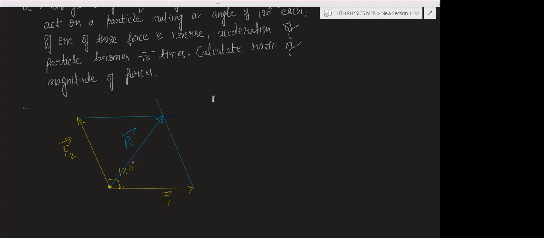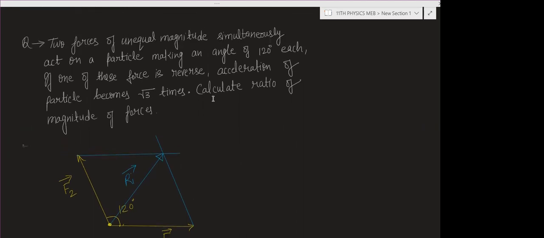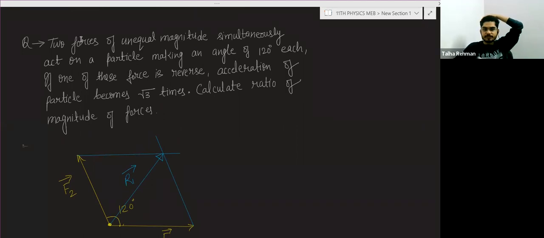Sir, it was not given that the forces are joined tail to tail. You are right. It is not given. But these forces are acting on a particle. Okay. This is the particle. And this force is acting like this on a particle. And if another force is acting on this particle like this, so what we will do, we will join the tail of one to the head of another.